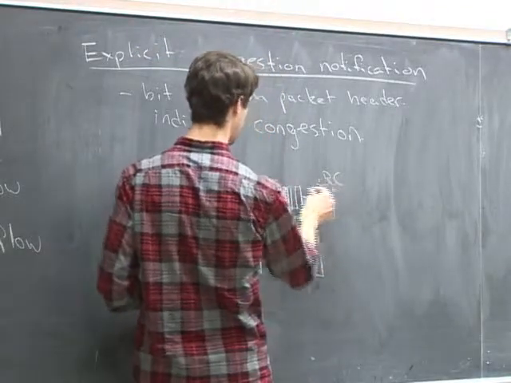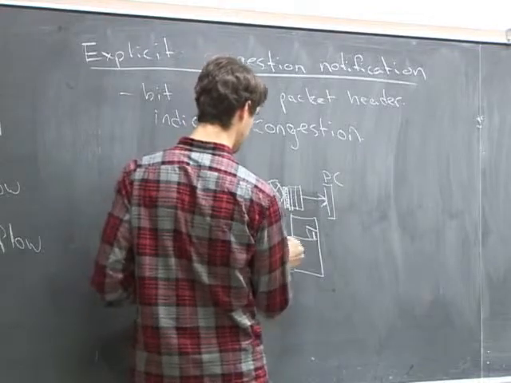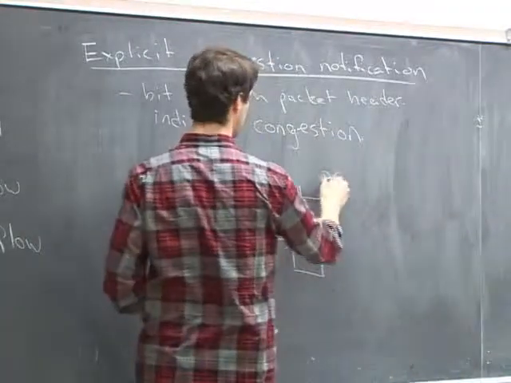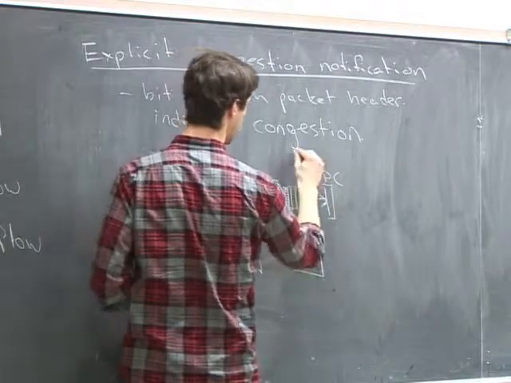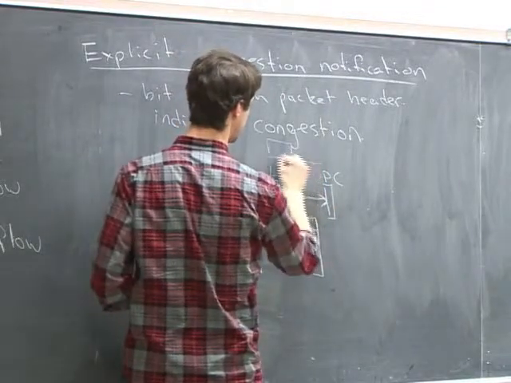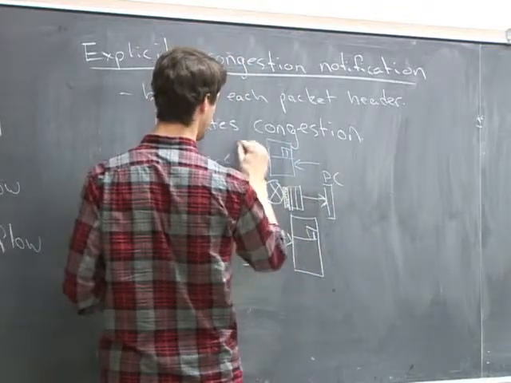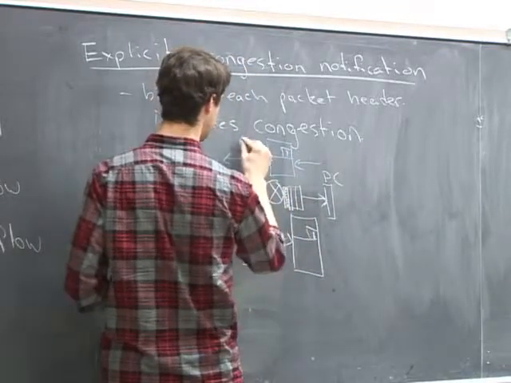Now let's do the messages that way. The reply comes back and it keeps this congestion field intact. So it still has the 1 in the congestion field.